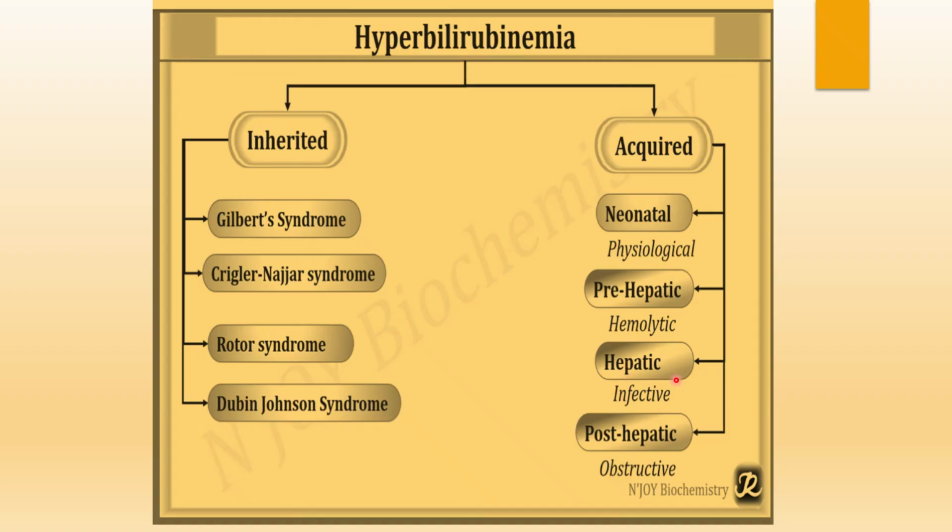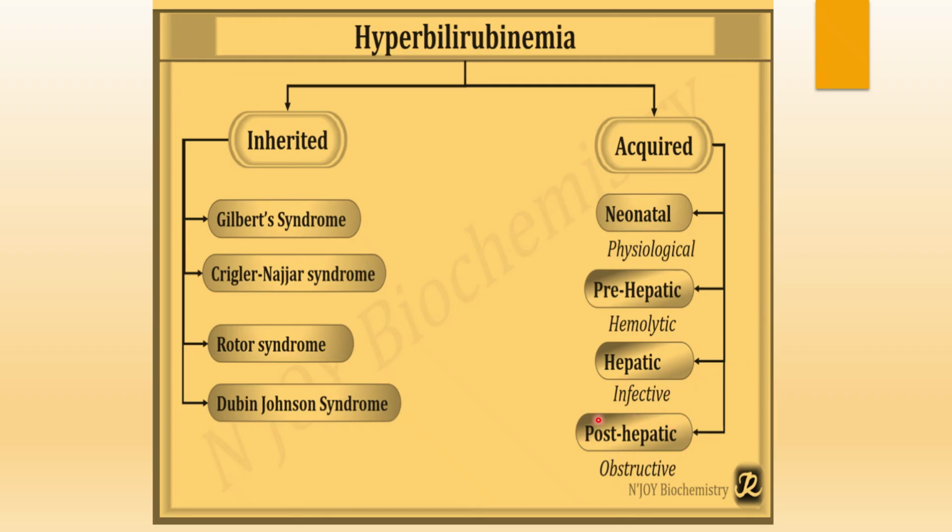Then hepatic can be infective. The most common cause is viral hepatitis caused by various viruses, hepatitis A, B, C, D, E. So hepatitis virus infection is the cause of hepatic jaundice. Both unconjugated and conjugated bilirubin are raised in the blood in this hepatic jaundice.